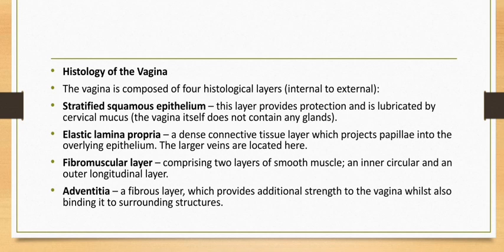Histology of the vagina. The vagina is composed of 4 histological layers, from internal to external. Stratified squamous epithelium: this layer provides protection and is lubricated by the cervical mucus. The vagina itself does not contain any glands.